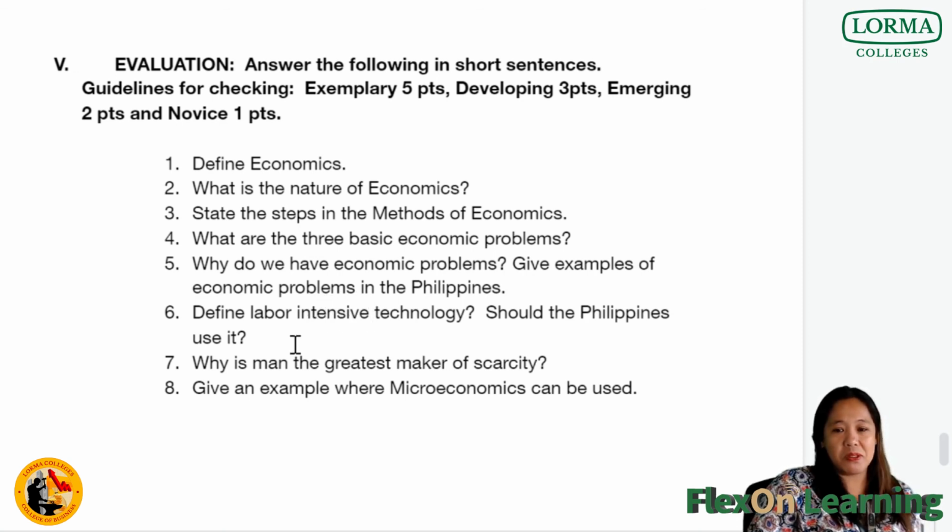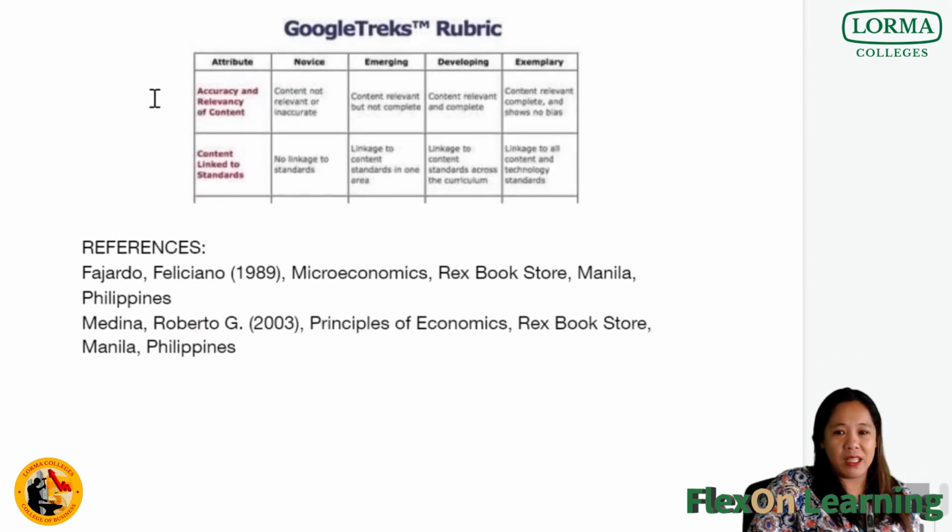Should the Philippines use it? Why is man the greatest maker of scarcity? Give an example where microeconomics can be used. And I would like you to simply give your answer in short sentences. Okay, grammar is very important in here. Guidelines for checking. So we have 5 points if it's exemplary, 2 points, 2 points, and 1 point. So we have rubrics. This is my basis for checking your work.